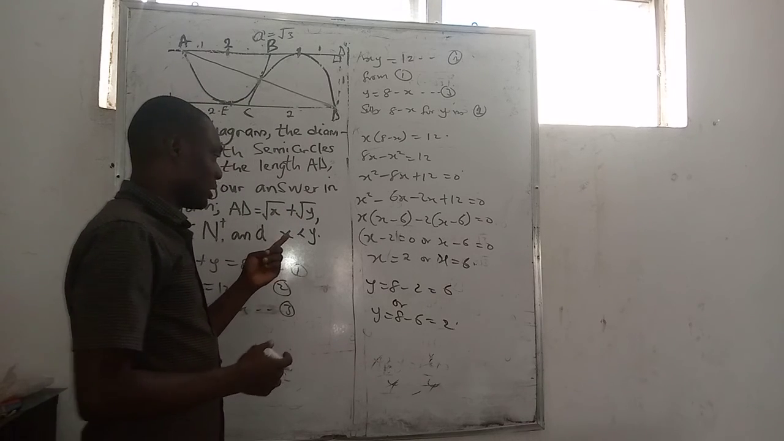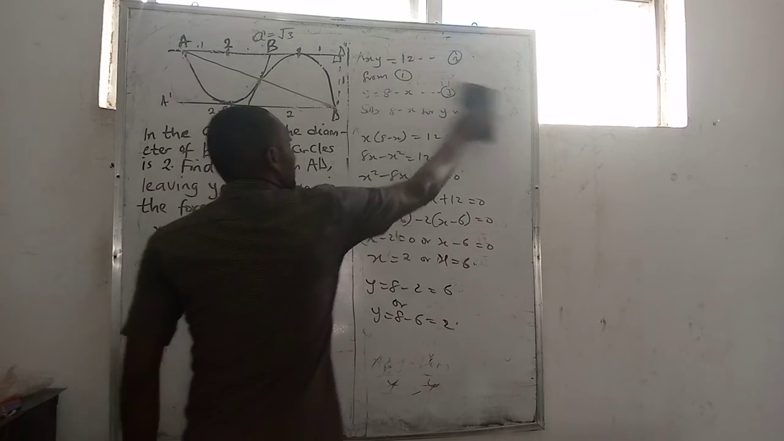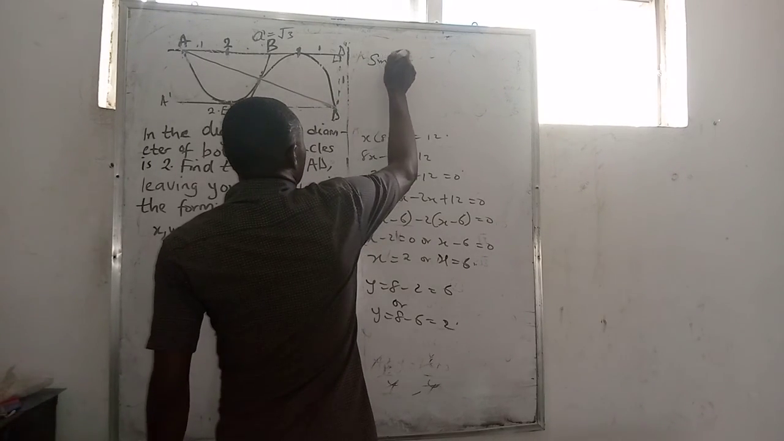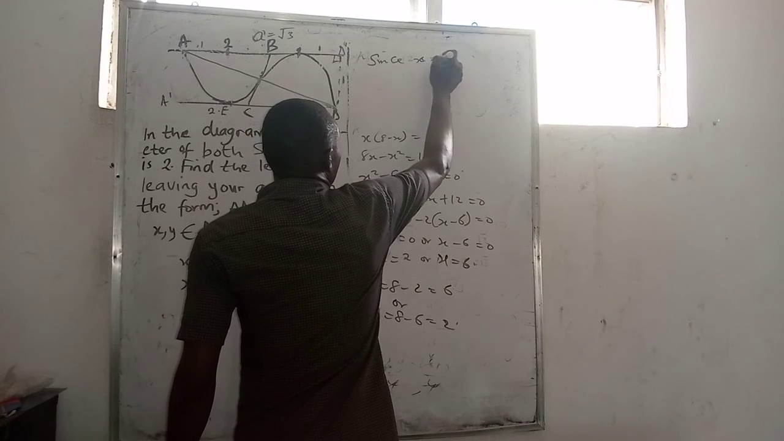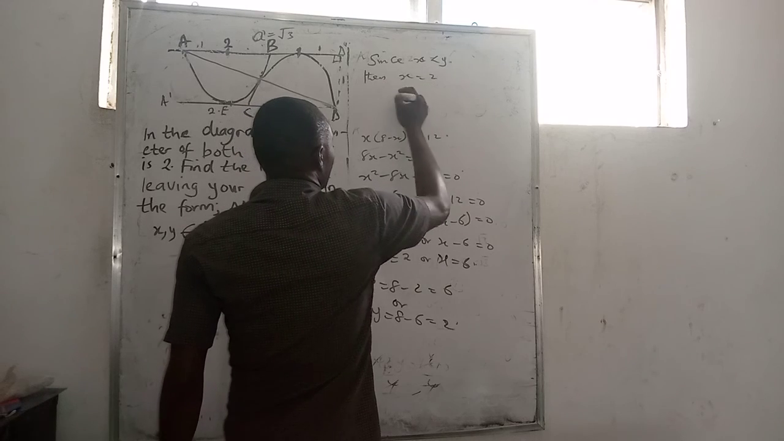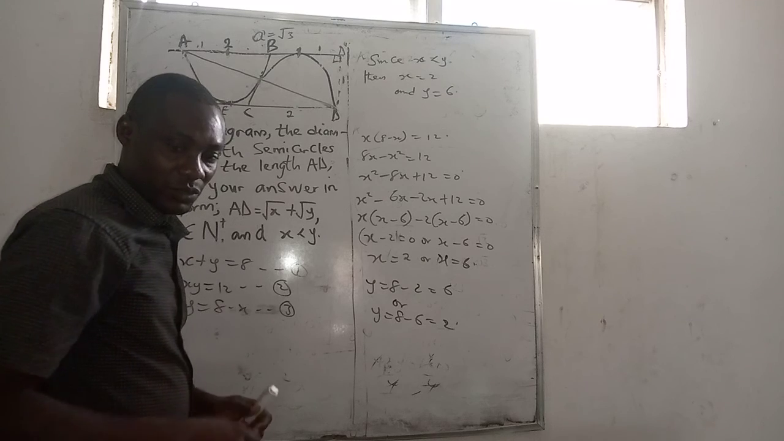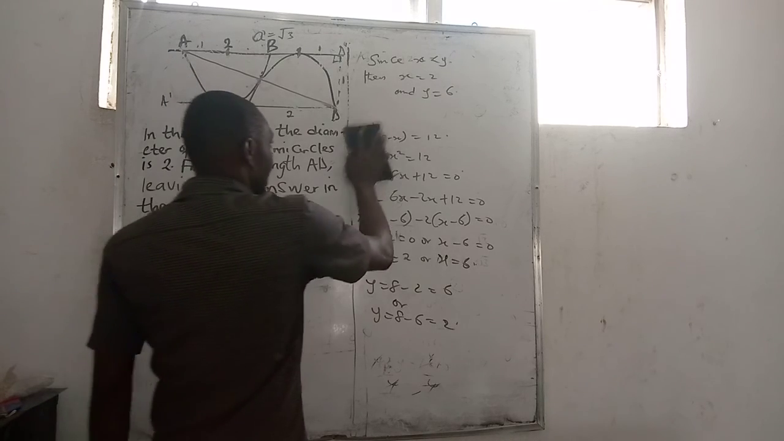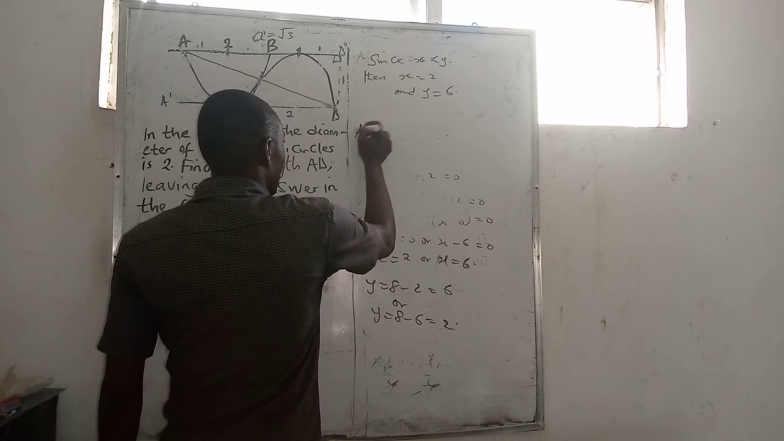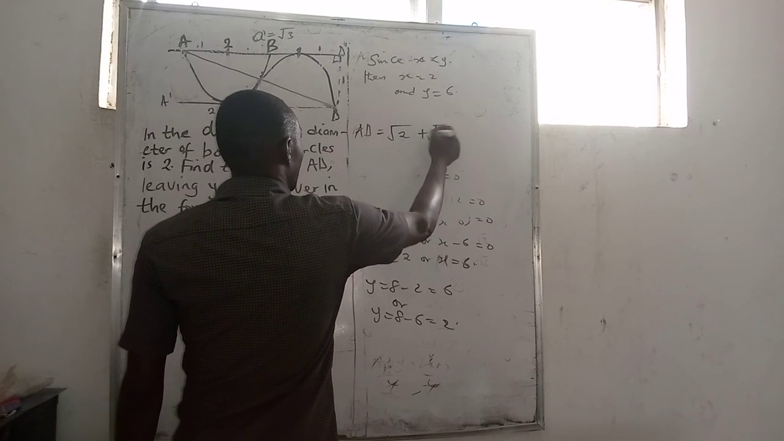But from the question, we are told that x is less than y. So since x is less than y, then x equals 2 and y equals 6. So what it means therefore is that AD is equal to the square root of 2 plus the square root of 6.